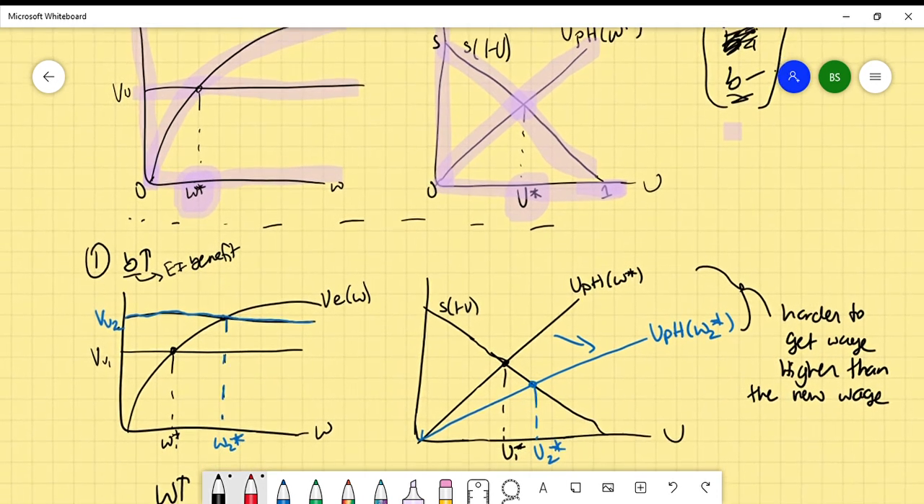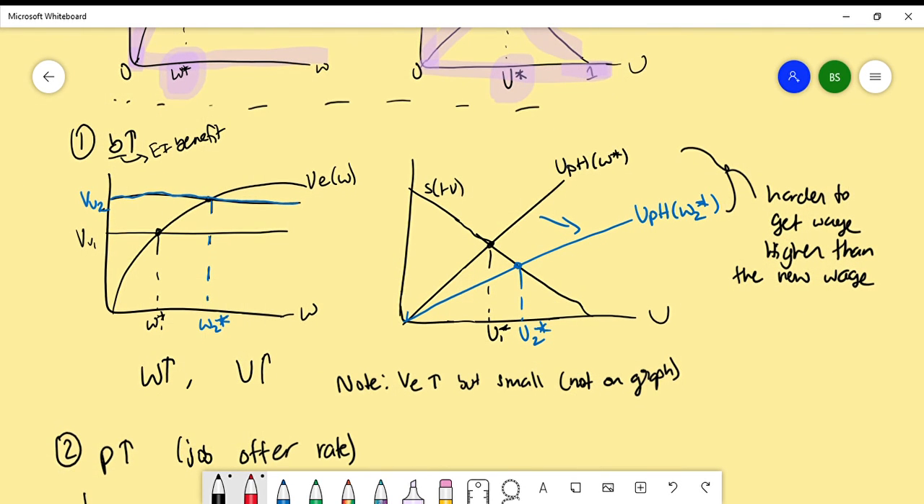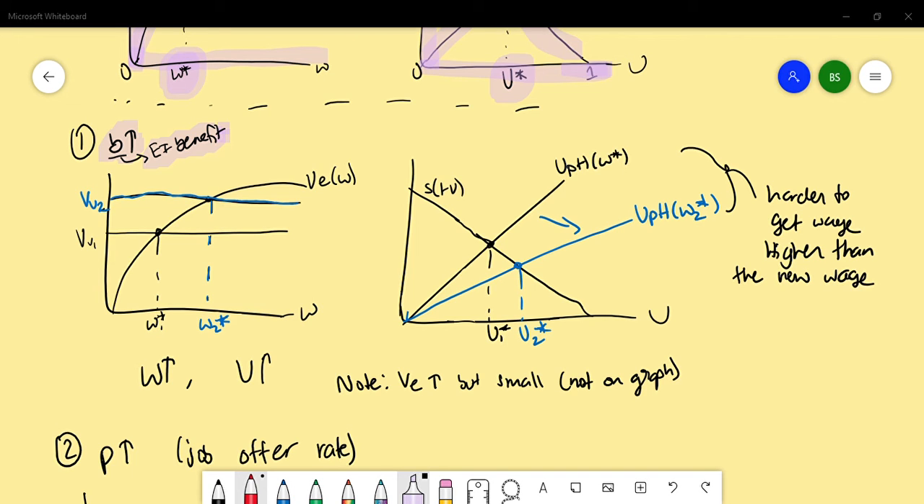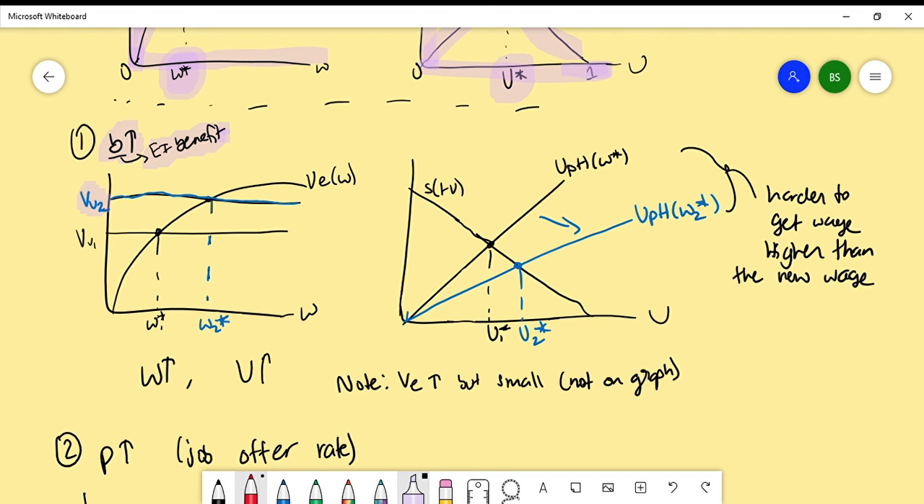So we only have two little experiments to go over. First, if B increases, so if the EI benefit increases, that means my value of being unemployed, VU, increases, because I could get a better benefit from being unemployed. This doesn't affect VE because VE is only affected by the separation rate. And remember how before we said that if VU rises, then VE also rises? It's true, but the VE increase is really small, so it's not on the graph.